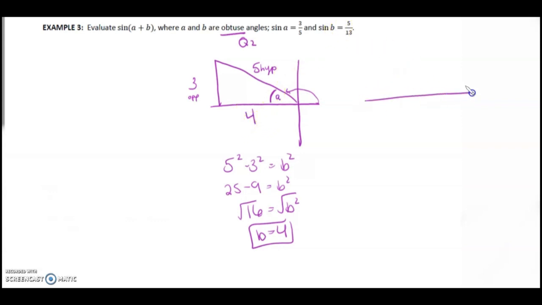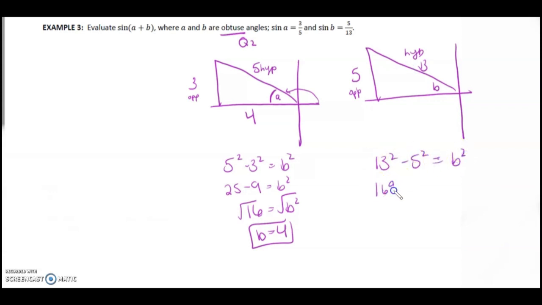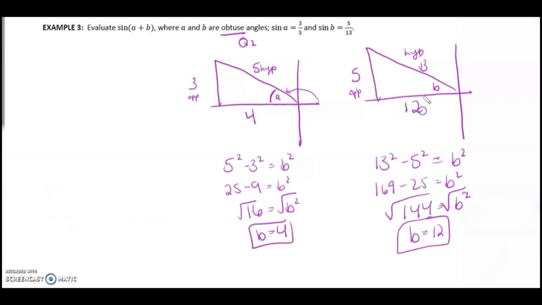Now B, likewise, sine is opposite, which is 5. Hypotenuse, which is 13. And likewise, 13 squared minus 5 squared equals the other side. So 169 minus 25 is going to equal 144, the square of the other side. So this side is 12.